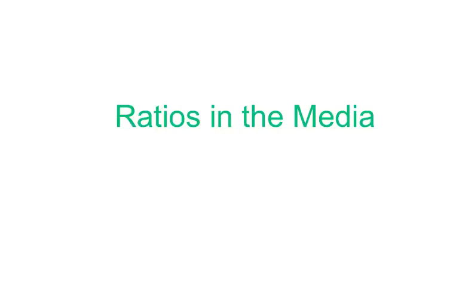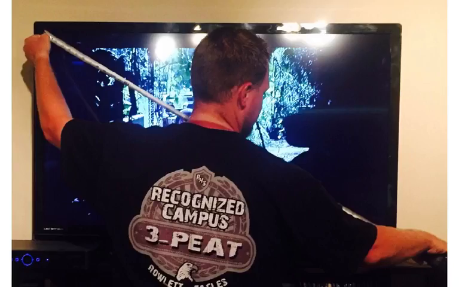Ladies and gentlemen, we're going to talk about ratios in the media today. Basically, when we talk about ratios in the media, the first thing we're going to look at is television screens. And the way television screens are advertised is by the length of their diagonal.